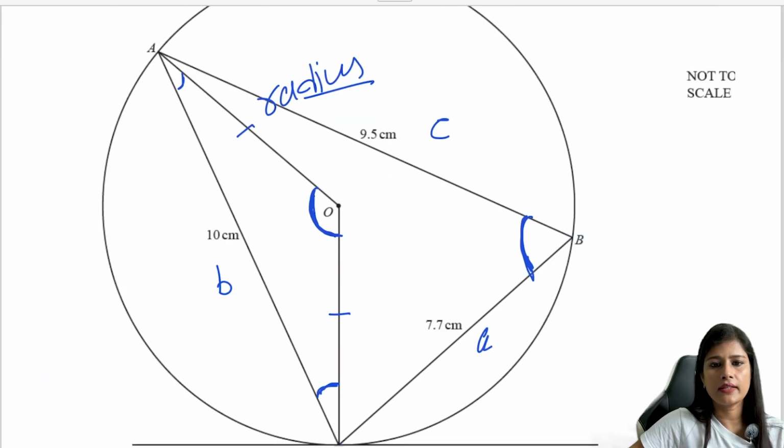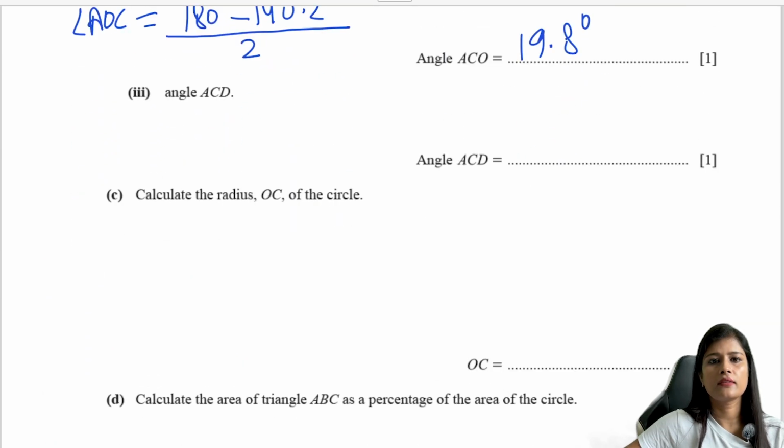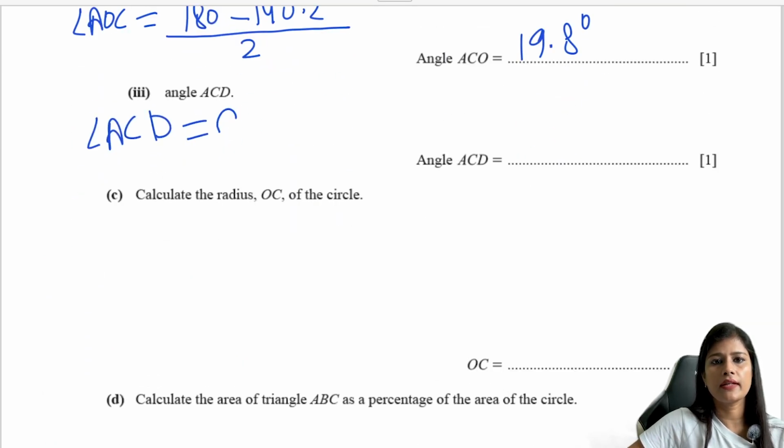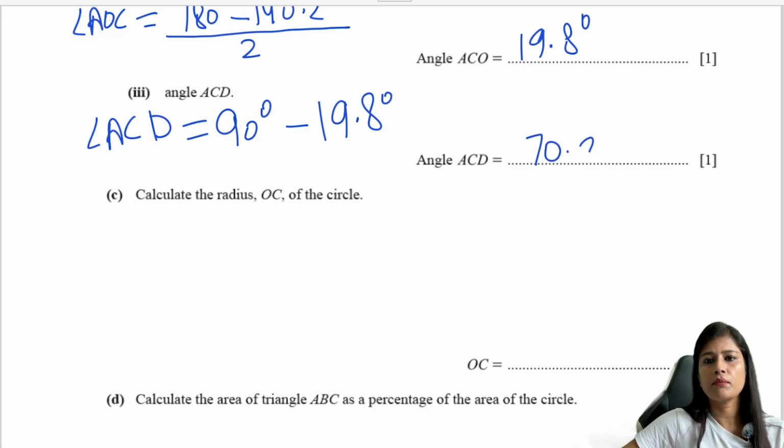Angle ACD. So now we know already this angle, and this complete is 90. So angle ACD will be 90 degree minus this 19.8 degree. So this one will be 70.2 degree.